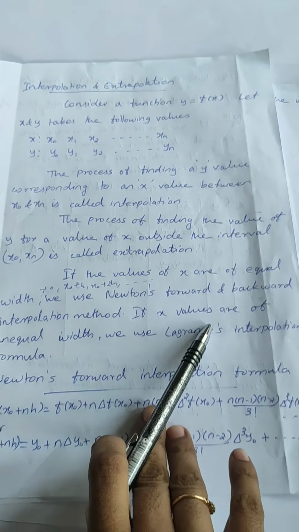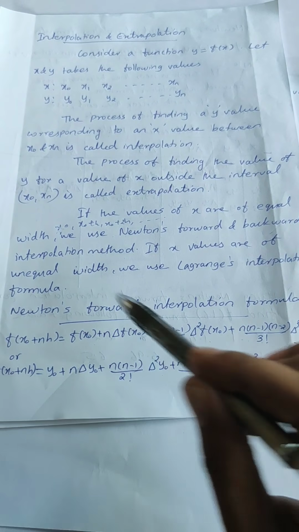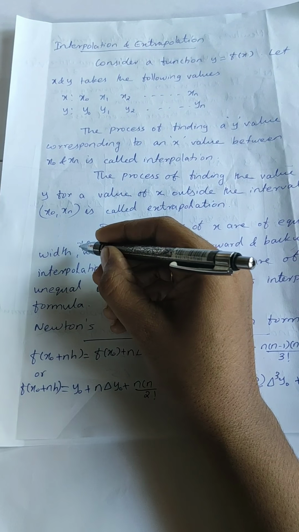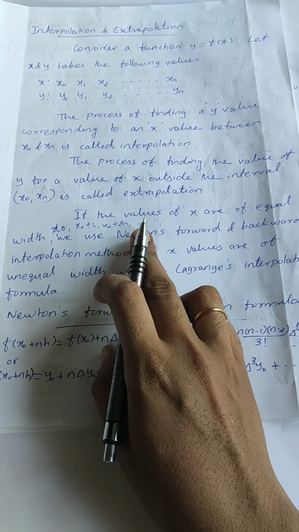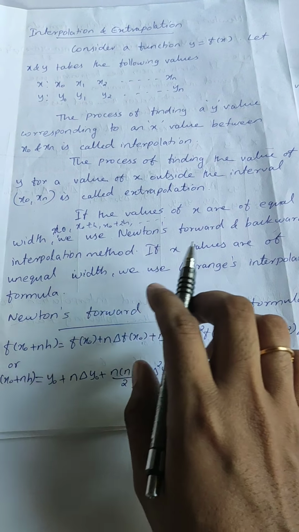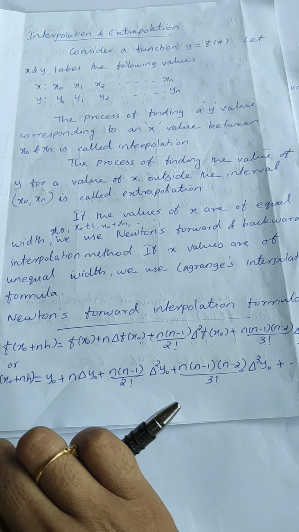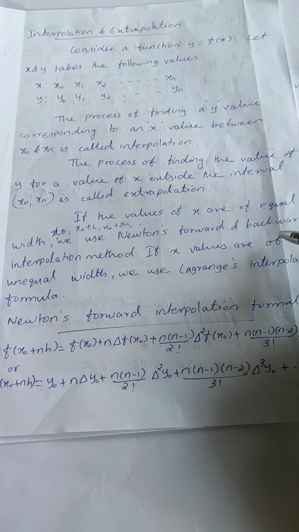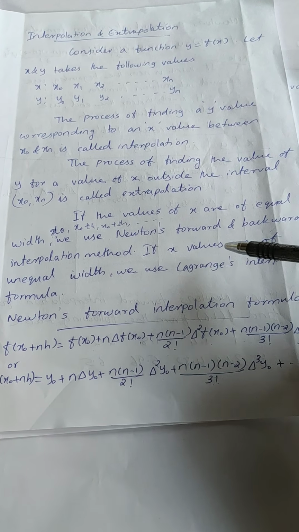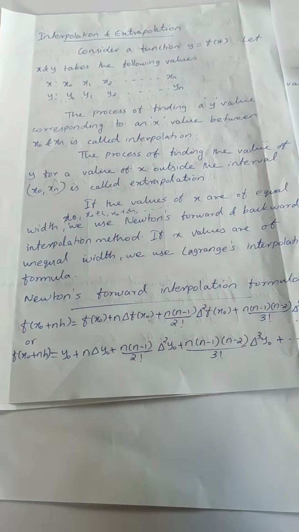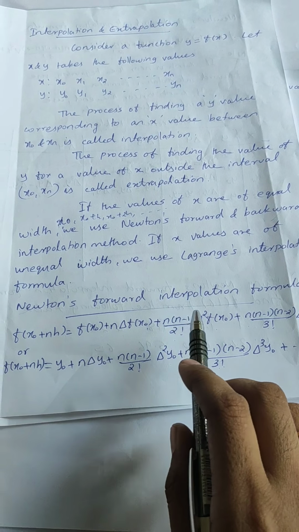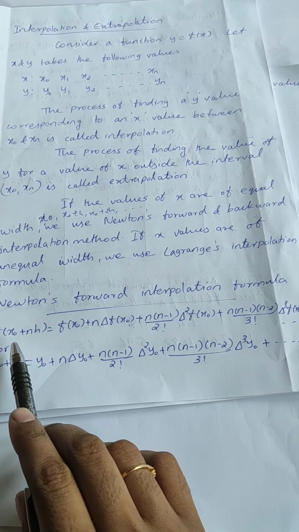If the values of x are of equal width, that is the x values are x0, x0 plus h, x0 plus 2h, etc., we use Newton's forward and backward interpolation method. If x values are of unequal width, we use Lagrange's interpolation formula. We already discussed that. Next, Newton's forward interpolation formula.